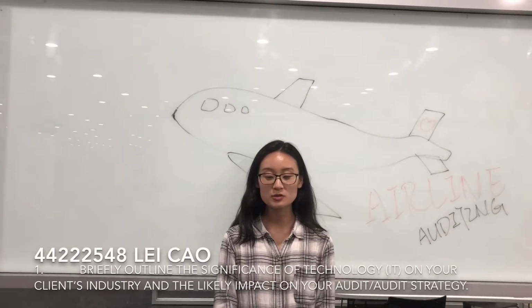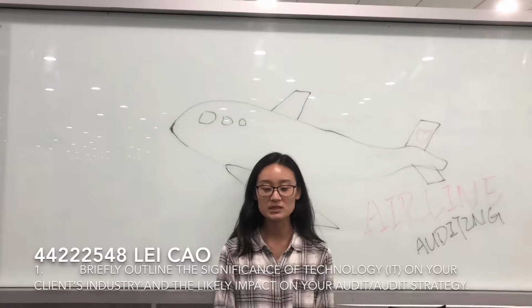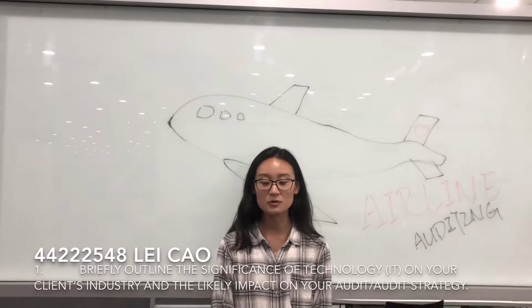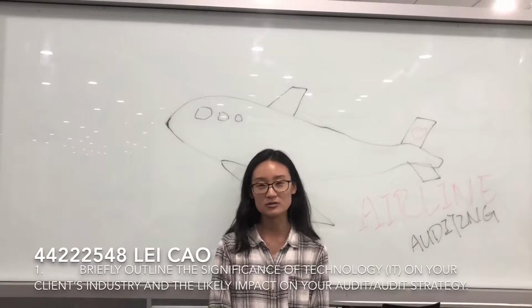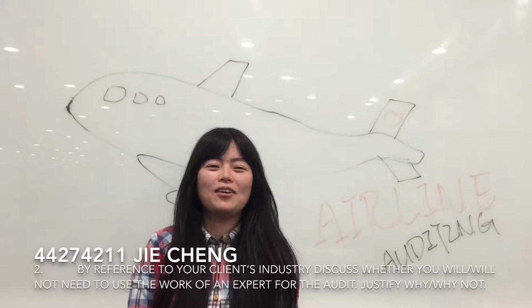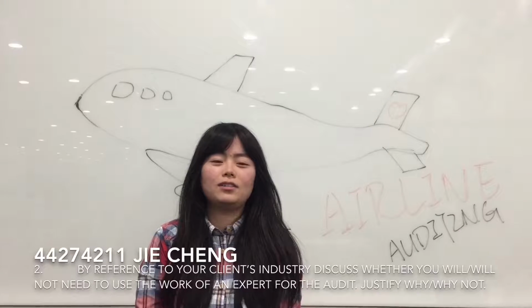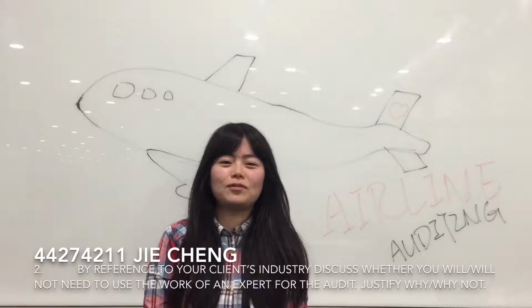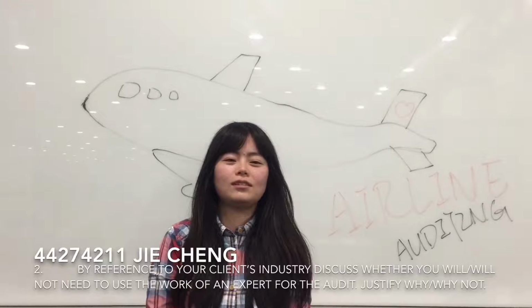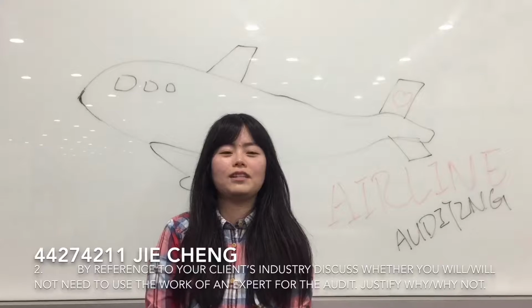For the general controls, it also should focus on the segregation of duties, system changes control, data security, and network controls. I will use the work of experts for the audit. Auditors are experts in accounting and auditing, but auditors need assistance from an expert in obtaining sufficient appropriate audit evidence.